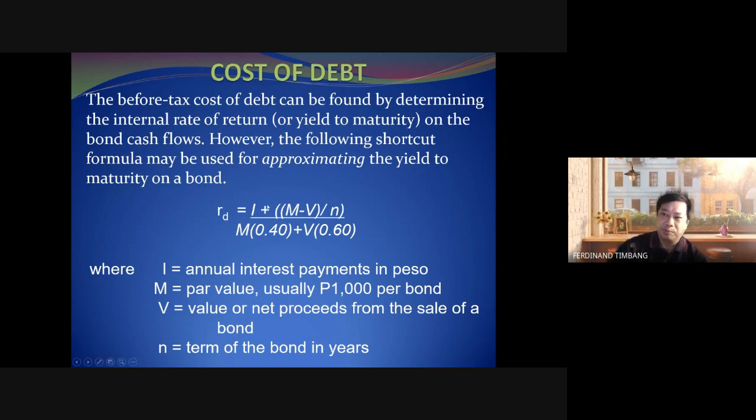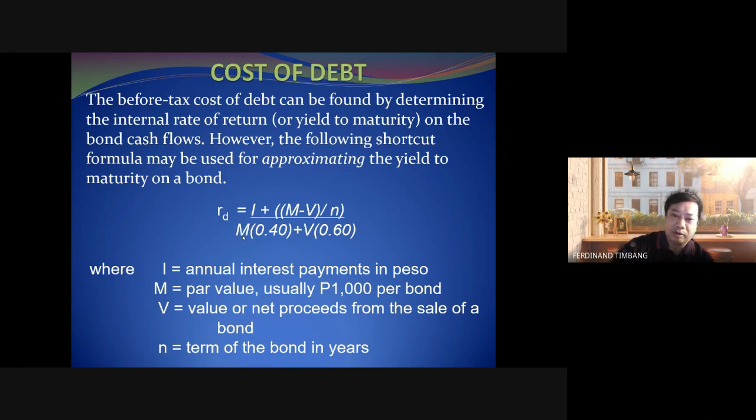So if you use the bonds, for example, there is a formula for the cost of debt. So the formula will be, you have the I, no, plus the par value of the bond minus the value of the bond or issue price of the bond, then divided by N. And then the denominator is, you have the par value of the bond or the face value of the bond times 0.40 plus the value of the bond or issue price of the bond times 0.60. So yan yung magiging cost of debt natin before tax.